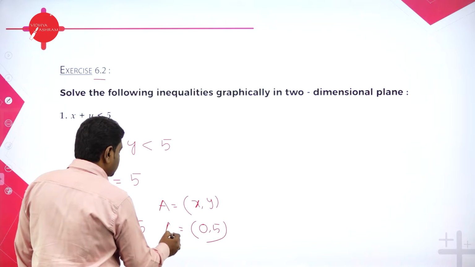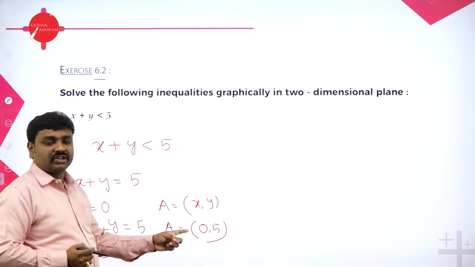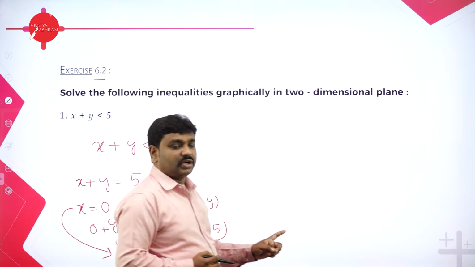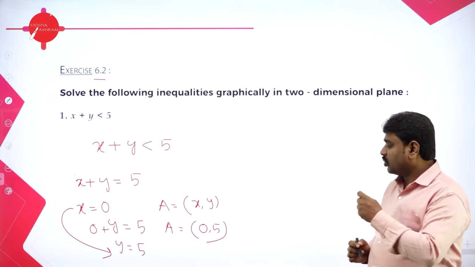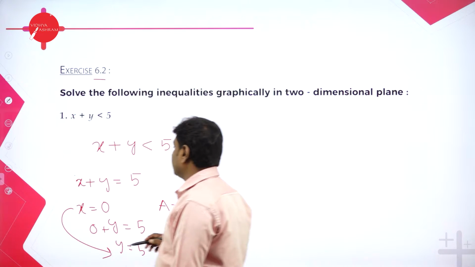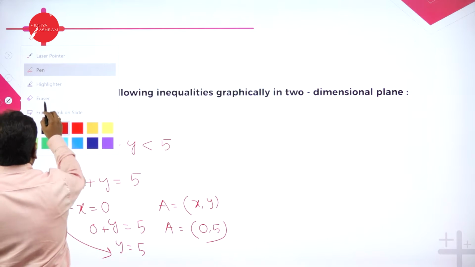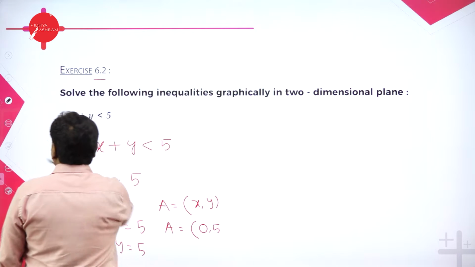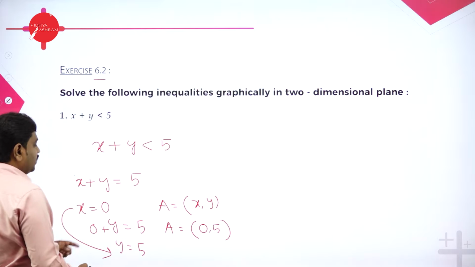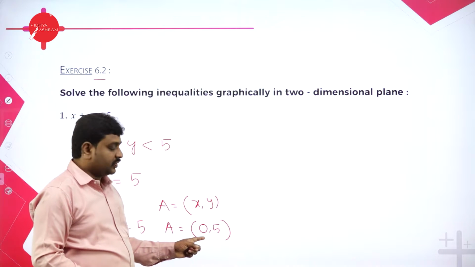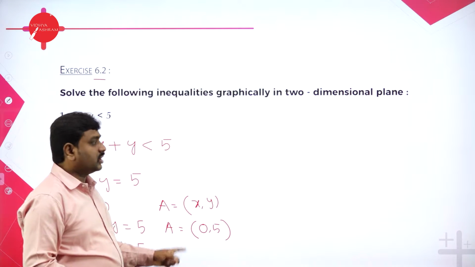So x is 0 means it's a point on the x-axis. That's why I first started with coordinate geometry. When the x value is 0, it's a point on which axis? Y-axis. And a point is always written in what? Ordered pair. So we wrote it as an ordered pair and got 0 comma 5. And this is a point on the y-axis, since x value 0 means it's a point on the y-axis.